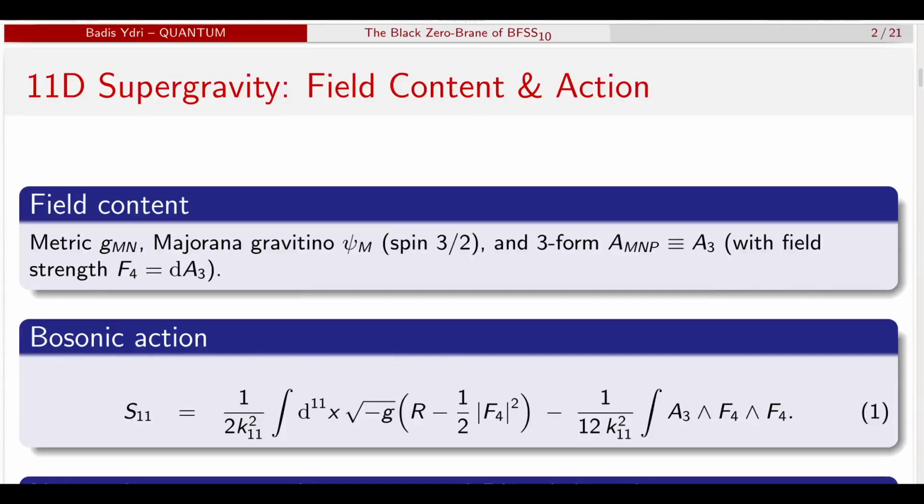We begin on the M-theory side with 11-dimensional supergravity, the low-energy limit of M-theory. The field content consists of the metric G_MN, the Majorana gravitino psi_M of spin 3/2, and the three-form potential A_MNP, whose field strength is the four-form F4 equal to dA3. The bosonic action, denoted S11, includes three main terms: the curvature R, the kinetic term for F4, and the Chern-Simons coupling A3 wedge F4 wedge F4. These terms together describe the classical dynamics of 11-dimensional supergravity. This is given in equation 1.